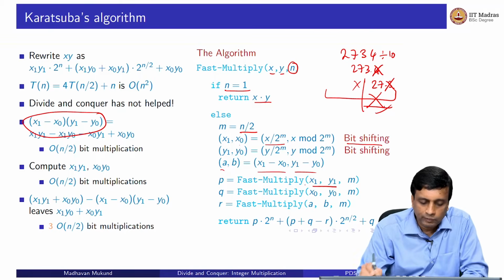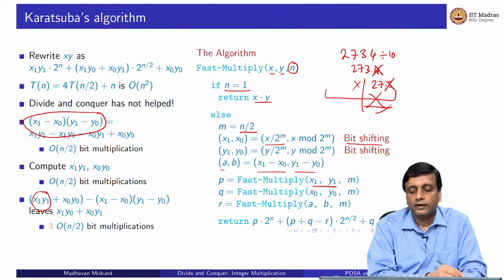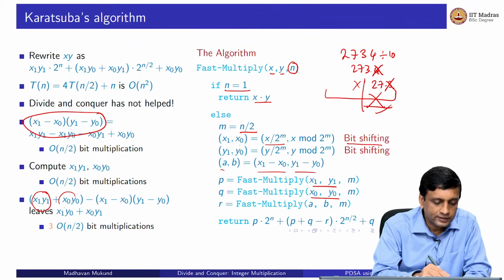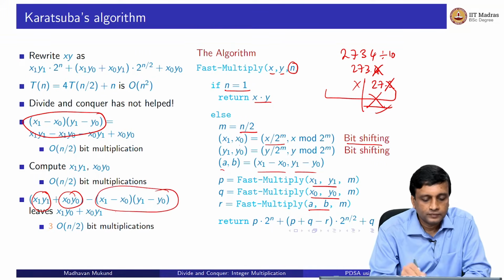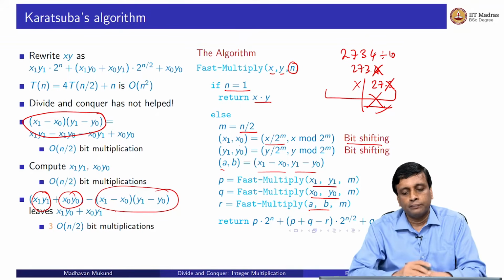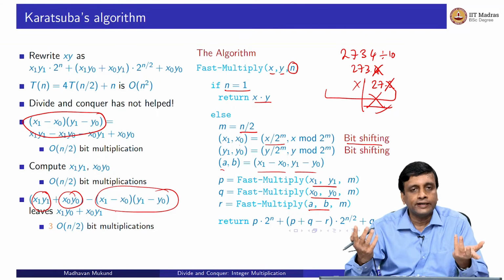I multiply x1 by y1, so I will get this term, right. I multiply x0 by y0, so I will get this term, right, and then I multiply A by B, so I will get this term. So, these are the 3 terms that I need, and I will call them p, q and r. And how do I multiply them? This is divide and conquer, right.